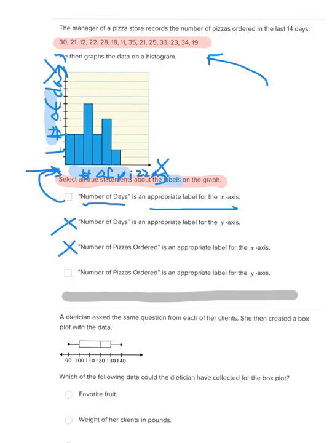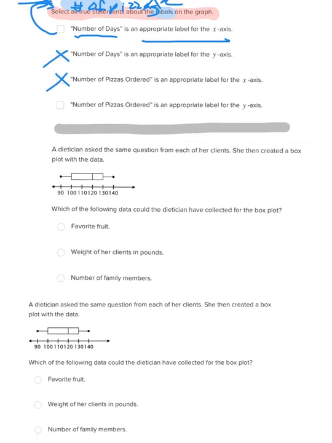It wouldn't make sense to put the number of days on the x-axis because the number of days that you order a certain number of pizzas, it wouldn't range. There wouldn't be a range of those days. Okay? The number of pizzas ordered can be broken down into different ranges. So that's why the number of pizzas needs to be on the x-axis. Okay. Next question.